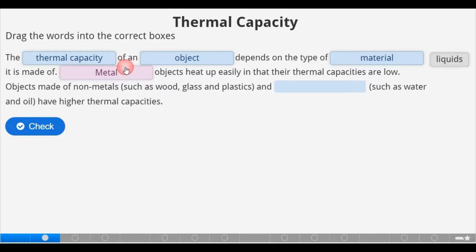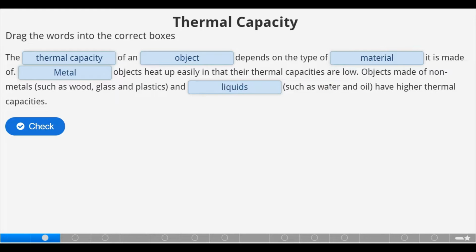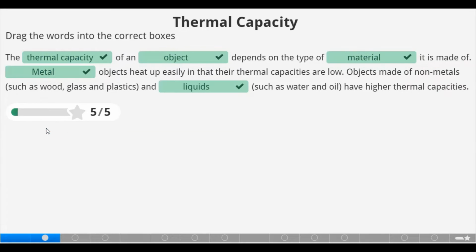Metal objects heat up easily in that their thermal capacities are low. Objects made of non-metals such as wood, plastic and glass, and liquids such as water and oil have higher thermal capacities. Let's check. That is correct.